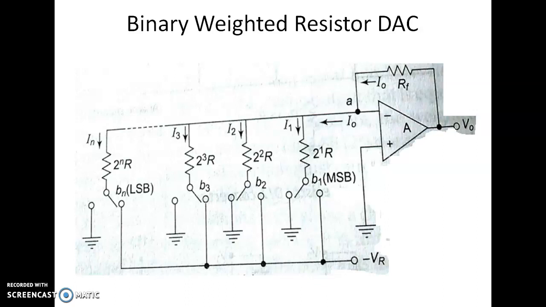Here you can observe the circuit diagram of the binary weighted resistor type. The circuit uses a network of binary weighted resistors followed by a summing amplifier. The resistors 2 raised to 1 R, 2 raised to 2 R, 2 raised to 3 R, up to 2 raised to N R form the network of binary weighted resistors. There are n number of electronic switches that we can observe here.